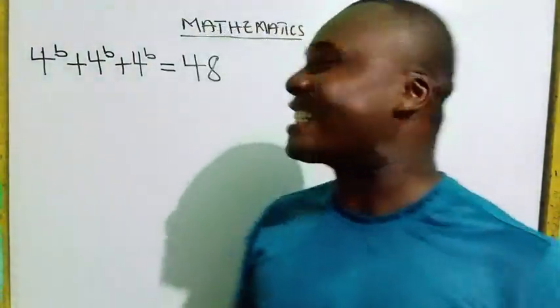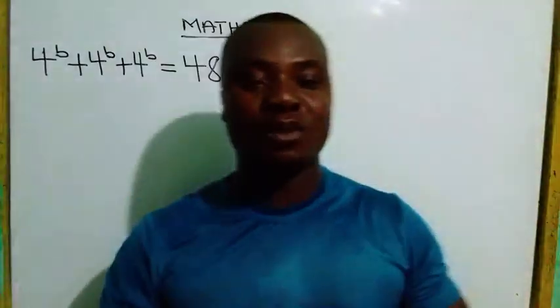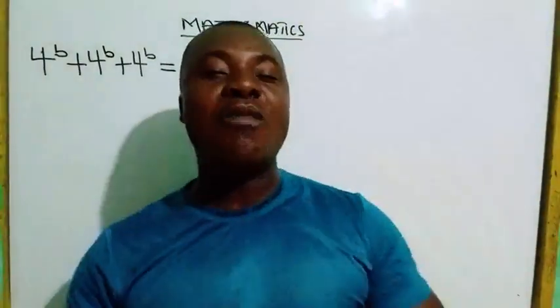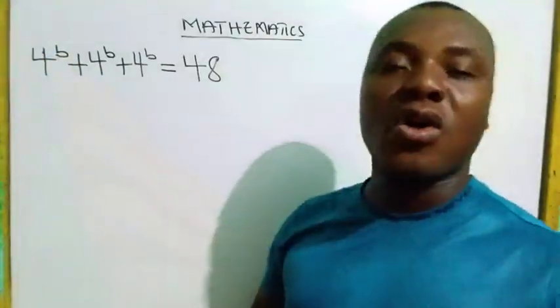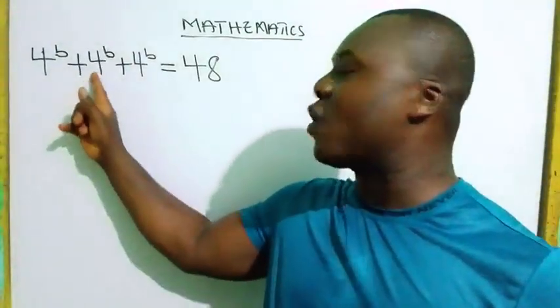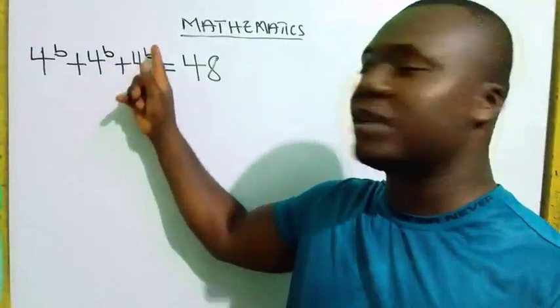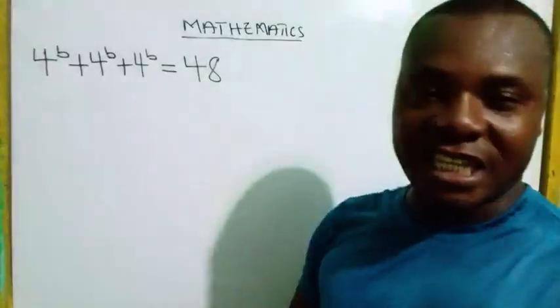All right, in today's class, we have a maths problem on the board, and let's see how best we can work it out. Now, let me read it. We have 4 raised to the power b plus 4 raised to the power b plus 4 raised to the power b equal to 48.